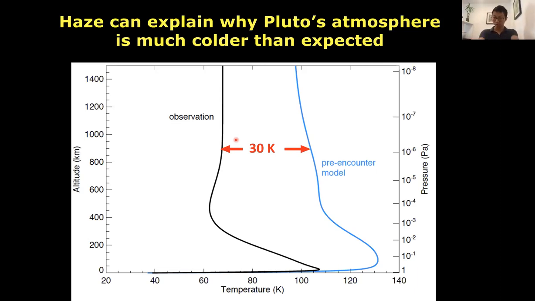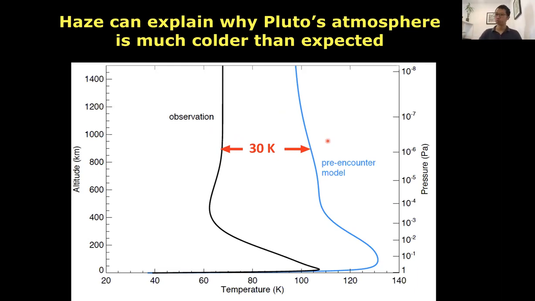Okay, there are two curves. The observational curve is black, and the pre-encounter model curve, before we sent out the New Horizons mission, is blue. And you can see the observed value is 30 Kelvin colder than the model, than the expected value. And so obviously you need a coolant.